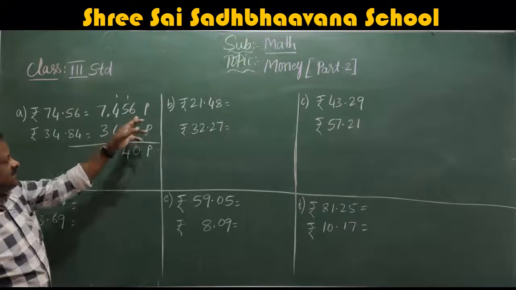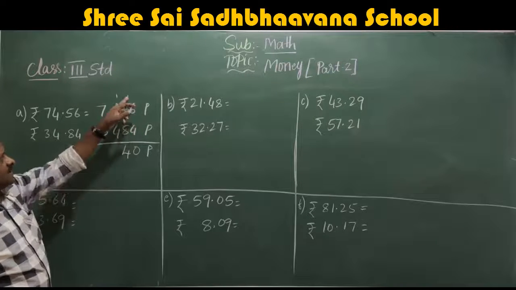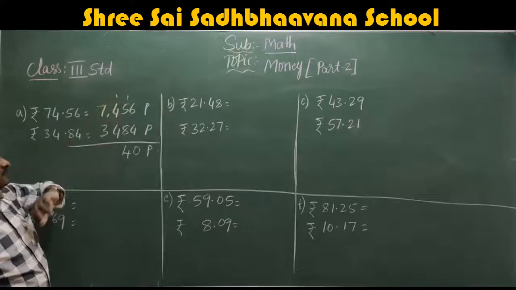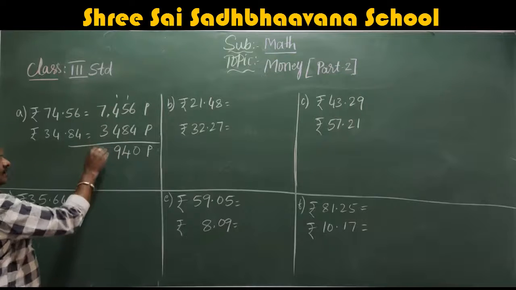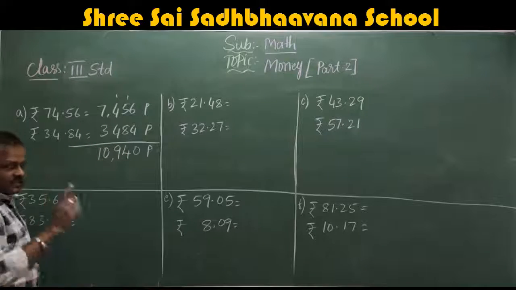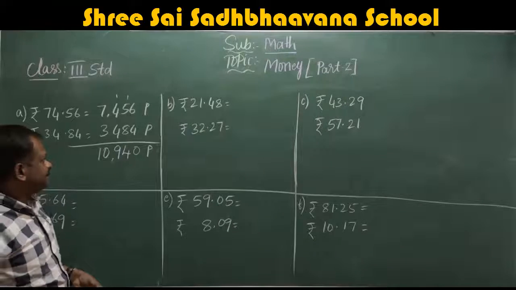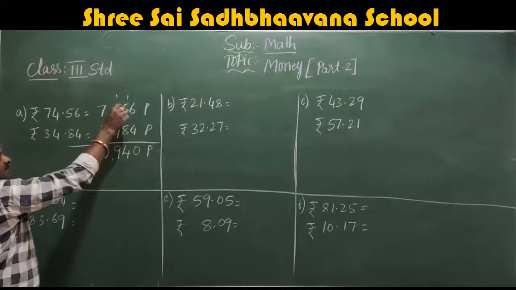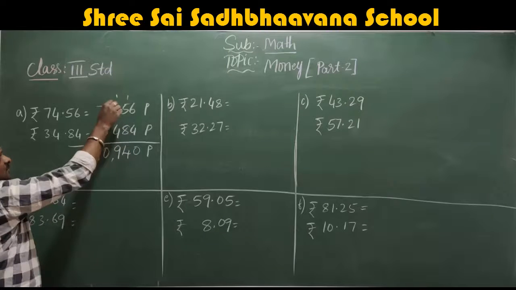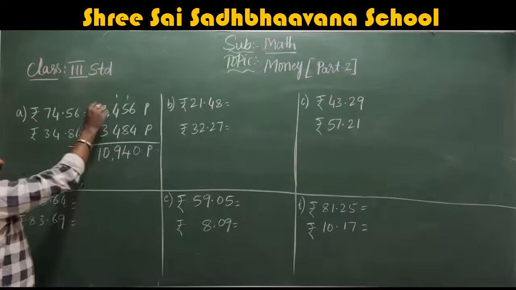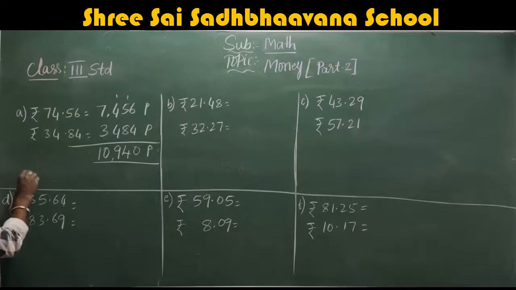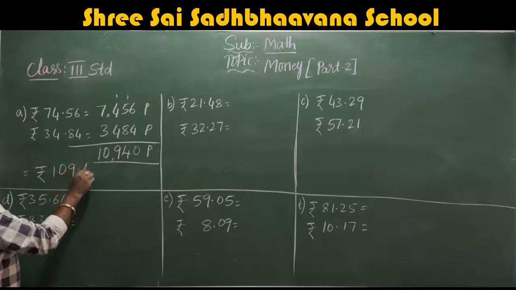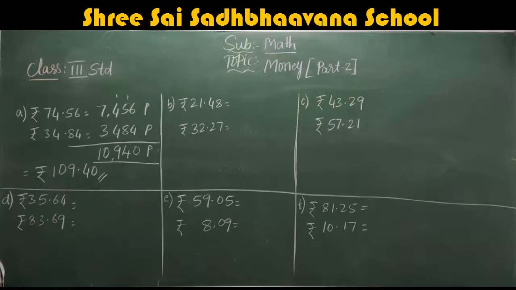Once again I will explain. 6 plus 4, 10, carry 1. 5 plus 1, 6, 6 plus 8, 14, carry 1, 4 plus 1, 5, 5 plus 4, 9, 7 plus 3, 10. In that there is no carry, here we have to carry. So this is the paise. Convert this into rupees. So this can be written as rupees 109.40.